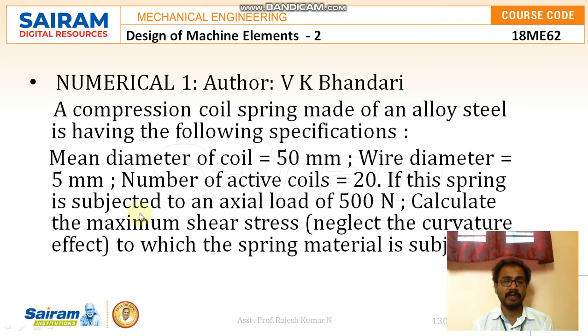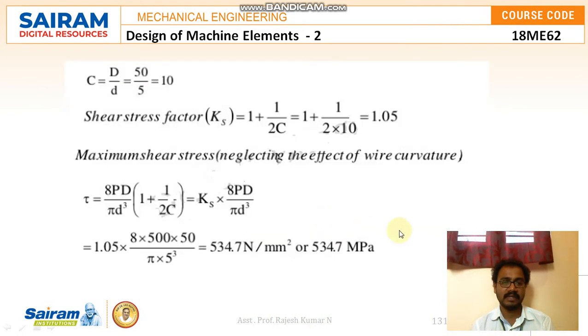And if this spring is subject to an axial load of 500 newton, the F value given as 500 newton, they asked us to calculate the maximum shear stress, neglecting the curvature effect, to which the spring material is subjected. It is a very simple problem. To find out the maximum shear stress, neglecting the wire curvature, we know the formula, that is tau is equal to Ks into 8PD by pi d cube.